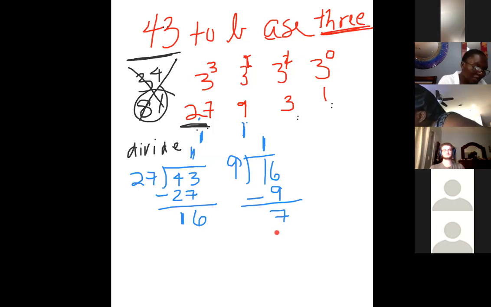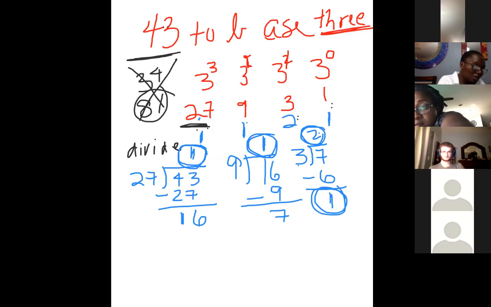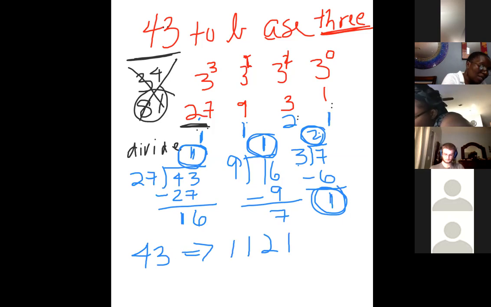So guys, we're going to go down to the next digit. The next digit is 3. 3 goes into 7 how many times? 2 times. 2 times 3 is 6. We subtract, we get 1. So this is telling us we need 2 threes and a 1. The other way you can look at this is the quotients right here: 1, 1, 2, and 1 would represent the answer. So when you convert the 43 base 10 to base 3, it's going to be 1, 1, 2, 1 in base 3. So here you go.